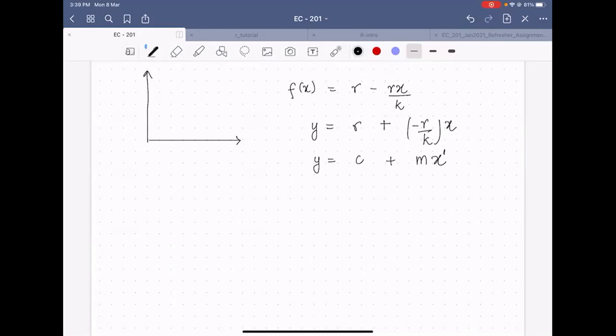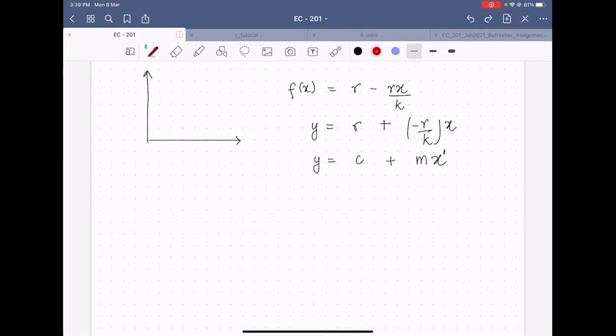Now that I've written it like this, how would the slope of the function look? Would it be an increasing function, going from here or here? Would it be a decreasing function? What do you guys think? It would be a decreasing function. Why? What information did you gather from the function? The slope is negative. Great. The value of m is negative because r and k are both positive.